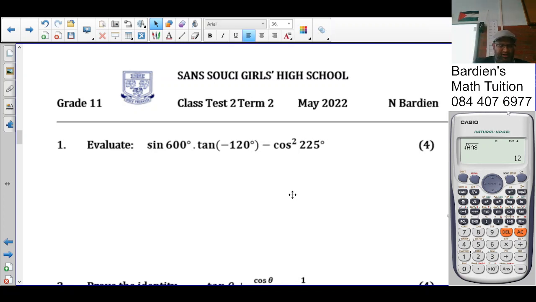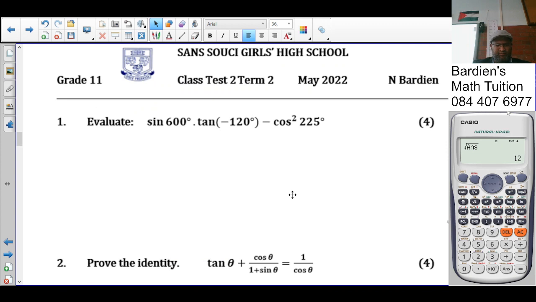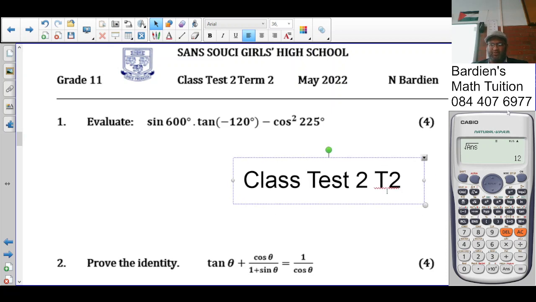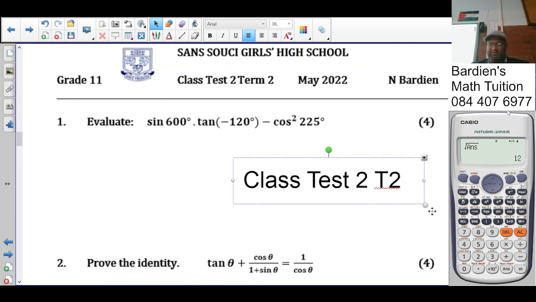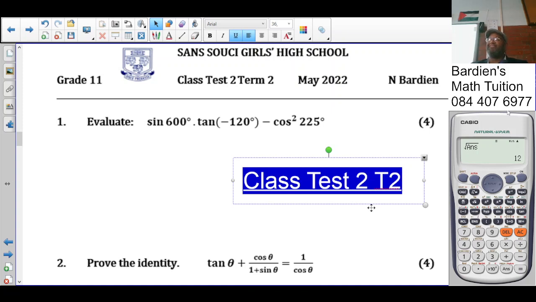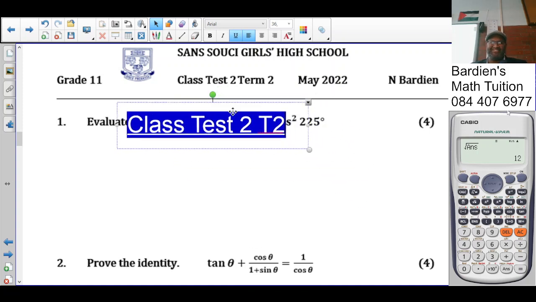This was class test 2, term 2. People, this is what you're supposed to have written for 15 marks. How many marks is this? 15. I'd rather not say, I'll try and keep my comment to myself.